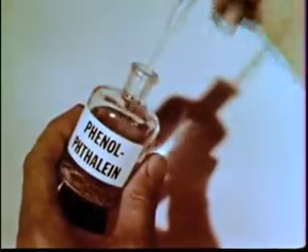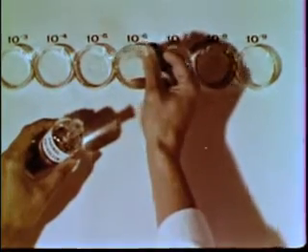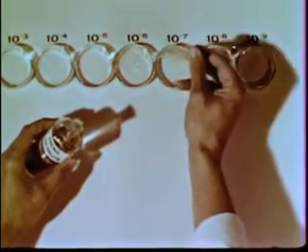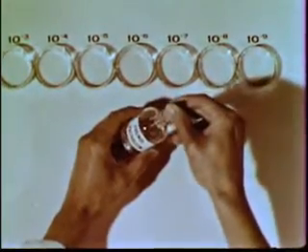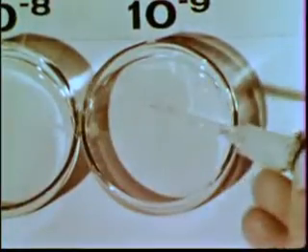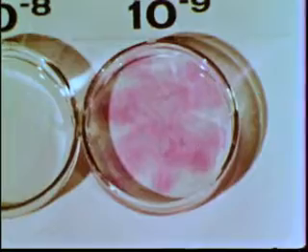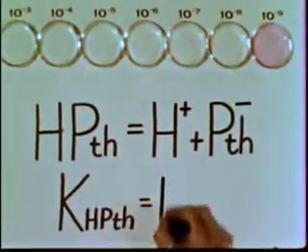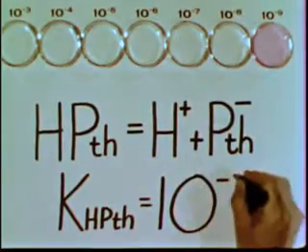Here is still another indicator, phenolphthalein. As we add this indicator to solutions of varying acidity, we see that it is colorless until the hydronium ion concentration is about 10 to the minus 9 molar, where the phenolphthalein becomes colored. Therefore, the ionization constant of phenolphthalein is about 10 to the minus 9.